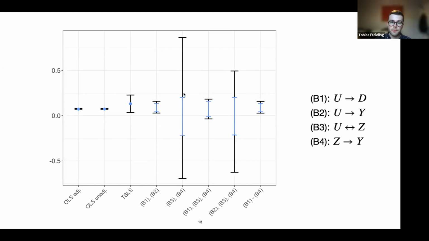Now, if we only impose the 2 IV-related bounds, B3 and B4, we see that the picture changes quite a lot. And both this partially identified range in blue, as well as the sensitivity interval, gets super wide.